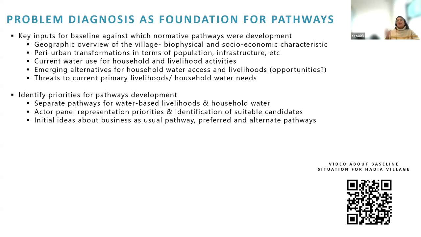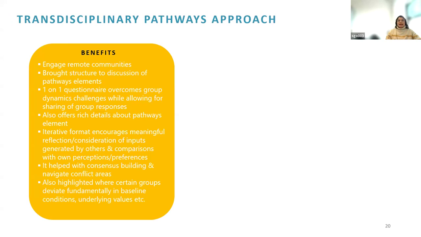And then we also knew that there were three kinds of pathways that were important to consider. One is obviously the business as usual pathway, which is what people tended to think about at the moment in the village. They also had a decent enough understanding of what their preferred future is like and what their alternative future might be. And so likewise, we also designed pathways around those two kinds of futures. Overall, I would summarize that the benefits of the way that we designed this project was that it allowed us to continue engaging remote communities in these transformative pathways processes.